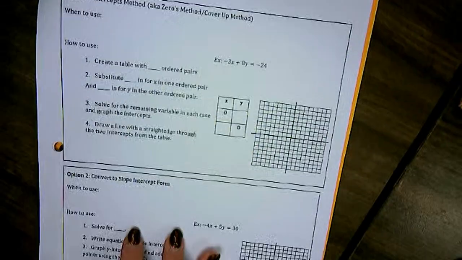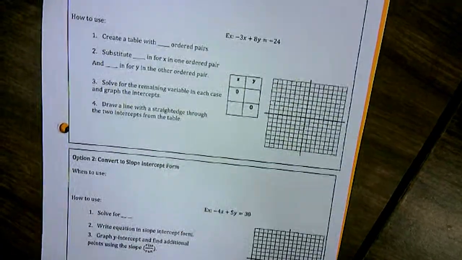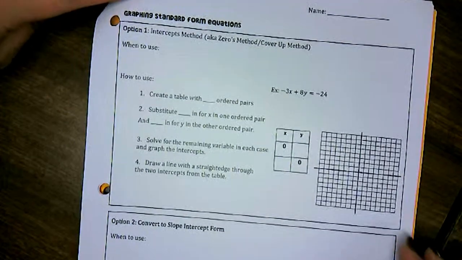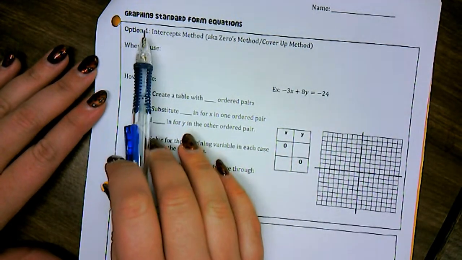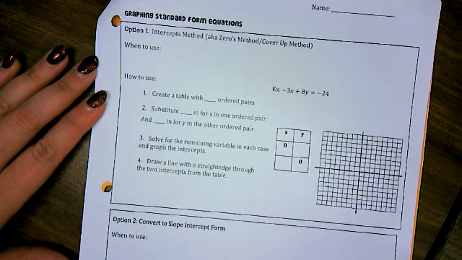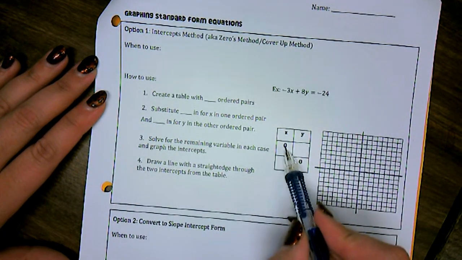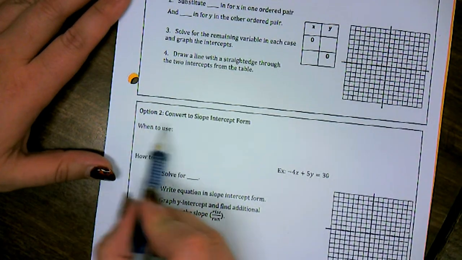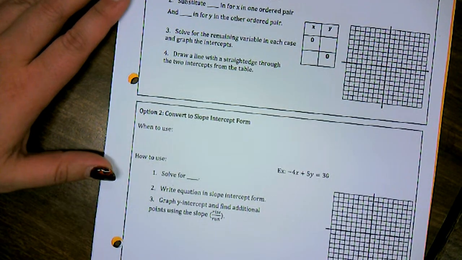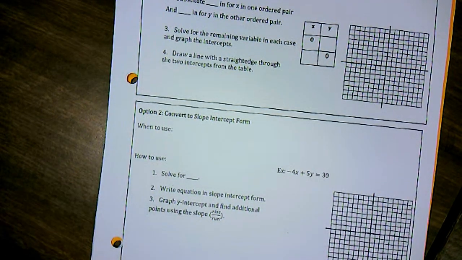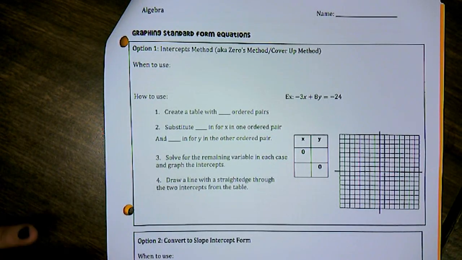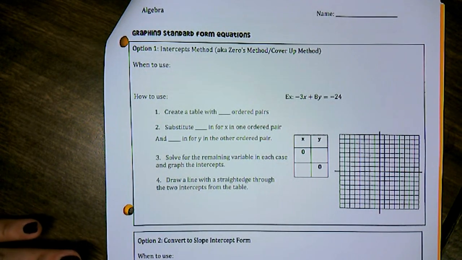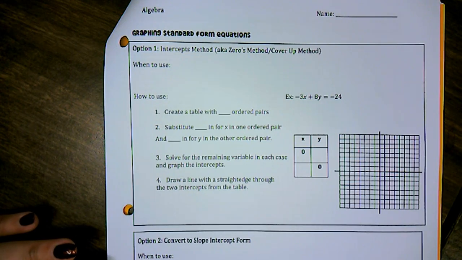The last thing we're going to look at is graphing. So we're going to look at how do we graph these standard form equations, okay? We have two options, okay? We have an option 1 called intercepts method, meaning we're going to find our x and y intercepts. And then option 2 that I'll go through is to convert to slope-intercept form, which we just spent the last page working on. So I'll go through option number 1 first, okay?